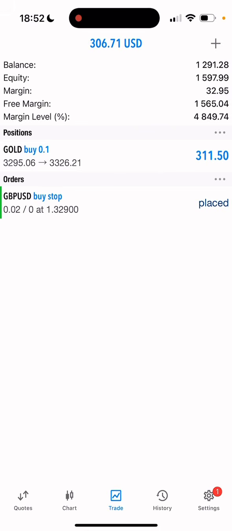Now let us look at this gold that's running now. We have 3295.06 and we have a second price, 3326.21. What do these prices mean? You see this 3295.06? That is your entry price. So if someone says, what was your entry price? This first number directly under the pair is your entry price. So what is this other number here? This other number is the current market price.